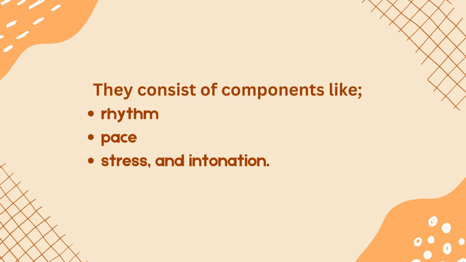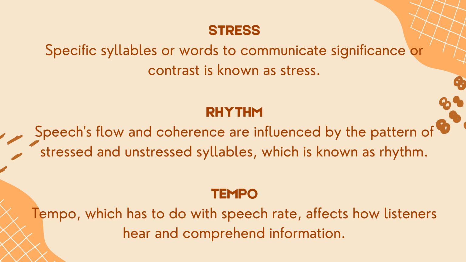The rise and fall of pitch in speech is known as intonation, and it is used to express emphasis, feelings, and grammatical structure. Emphasizing specific syllables or words to communicate significance or contrast is known as stress. Speech flow and coherence are influenced by the pattern of stressed and unstressed syllables, which is known as rhythm. Tempo, which has to do with speech rate, affects how listeners hear and comprehend information. Collectively, these prosodic elements are essential to communication because they facilitate the expression of emotions, the intricacies of meaning, and the engagement of listeners.